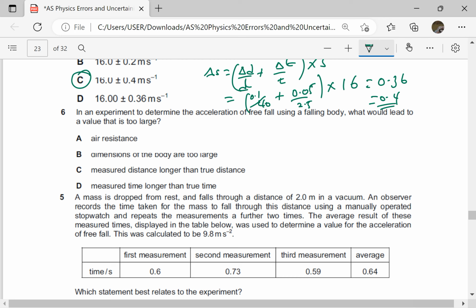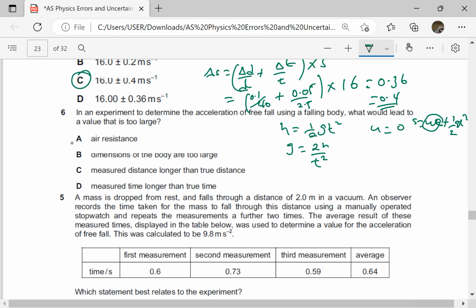In an experiment to determine the acceleration of free fall using a falling body, what would lead to a value that is too large? Number one, air resistance. So we know that h is going to be equal to a half g t squared. So g is going to be twice h over t squared. Here we have assumed initial velocity is 0, using s is equal to ut plus a half at squared, where u was considered to be 0.